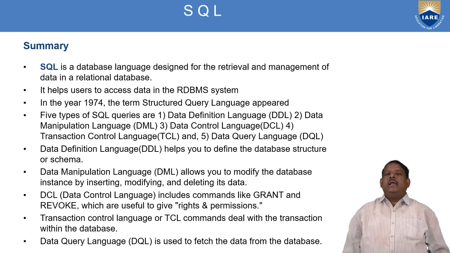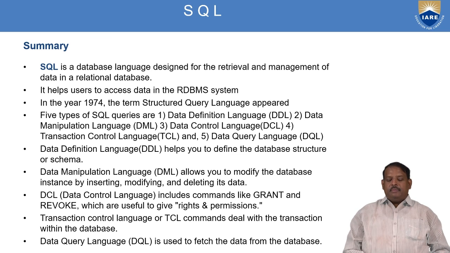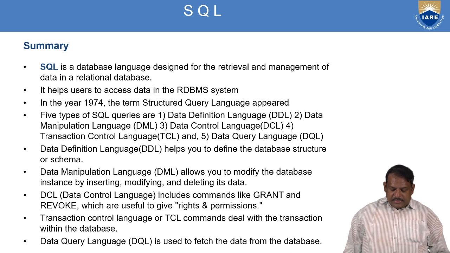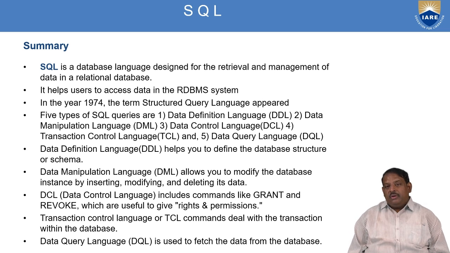Data definition language helps you to define the database structure or schema. The data manipulation language allows you to modify the data by inserting, updating, and deleting it. In the DCL, we have grant and revoke, used to authorize users to do some operations. When working with transactions, we have commands like commit, rollback, and savepoint. And in the last, we have only one command in the DQL, the data query language, used to fetch data in the database.